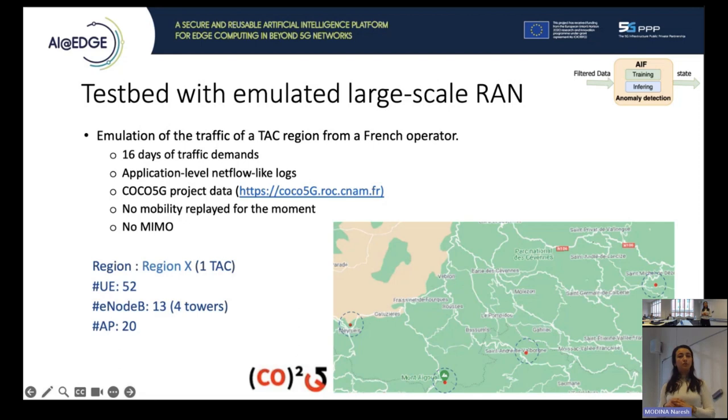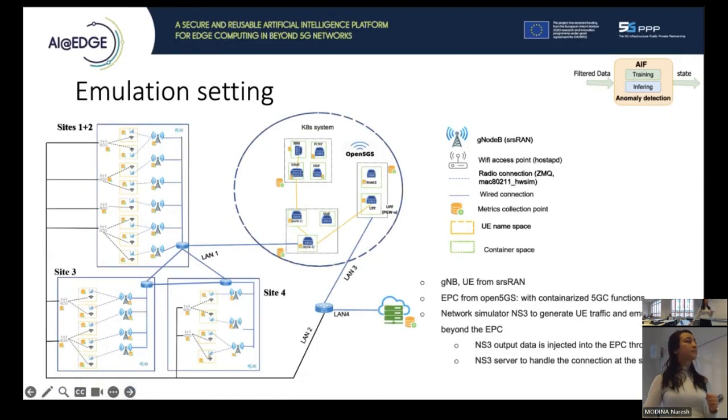When replaying the data, no mobility was replayed for the moment. The data is related to a TAC region. It is composed of 52 UEs, 13 gNodeBs with 4 towers, and then 20 access points. And this is the emulated platform.